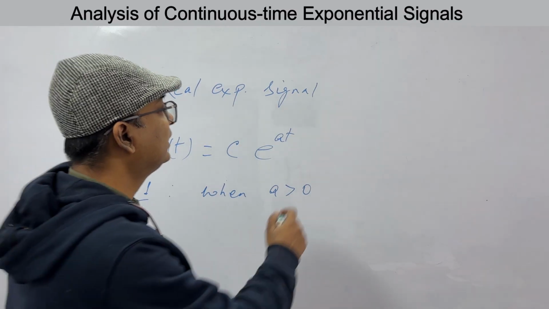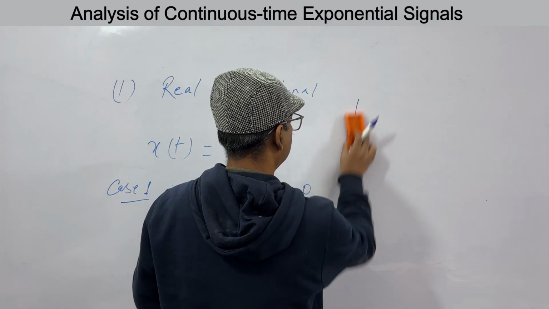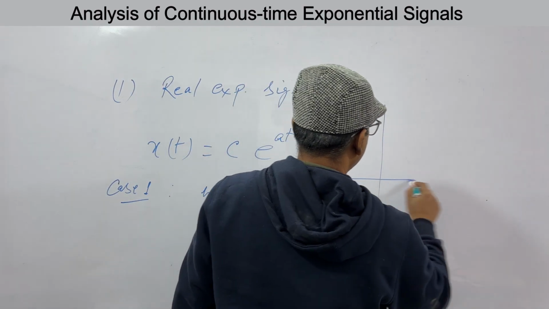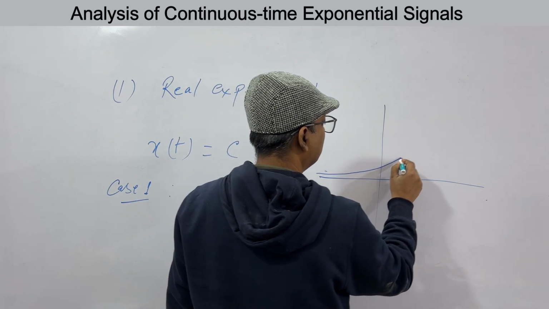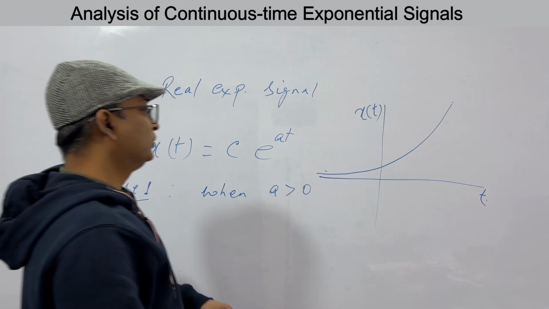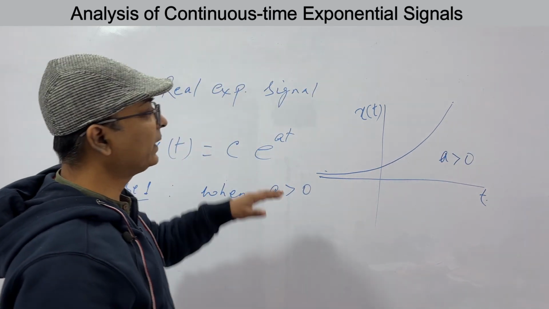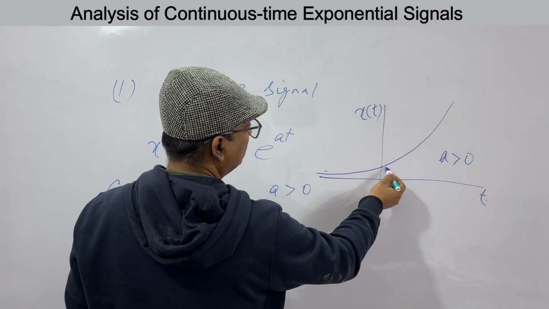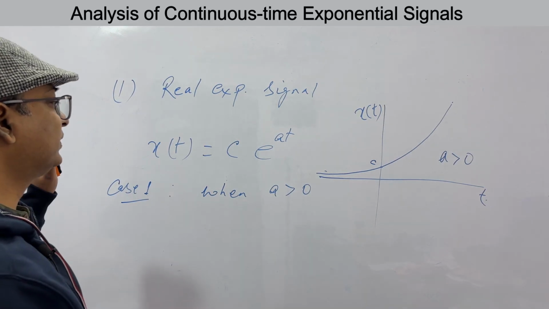In this case, our signal will be like this. See, exponentially rising. This is x(t), this is t. So when a is greater than 0, our signal will be exponentially rising. This will be at t equal to 0. See, this will be equal to c. Okay, this is the first case.